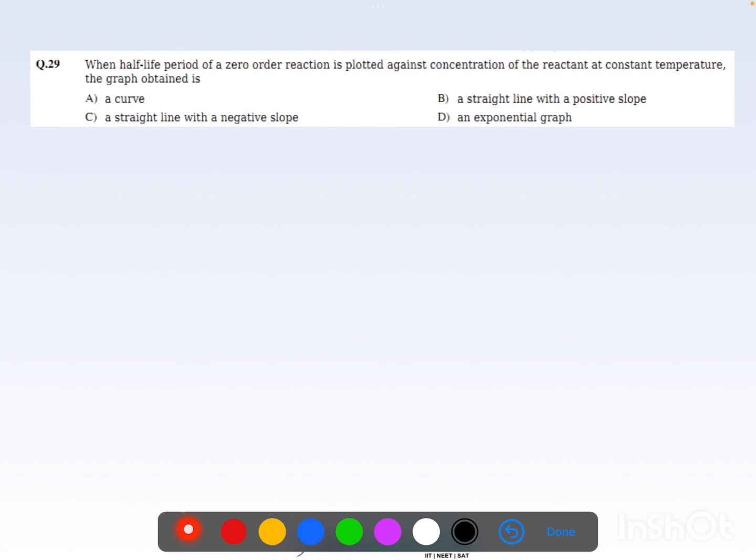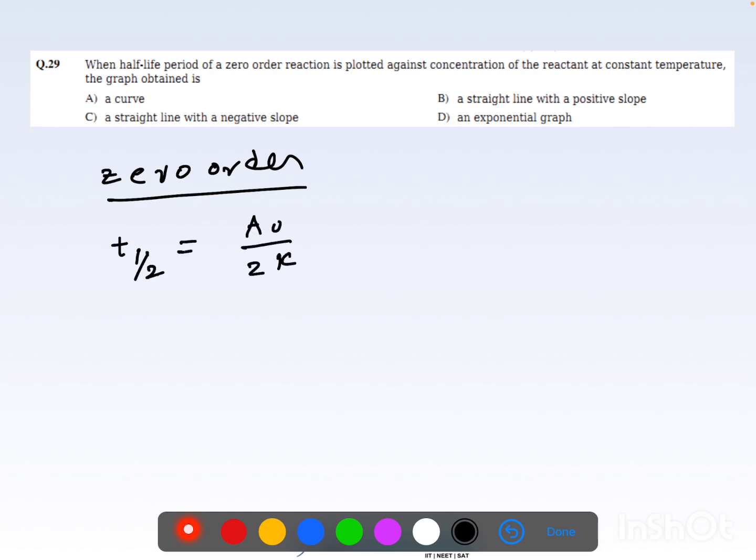When half-life period of zero order reaction is plotted. So for zero order reaction, half-life and concentration are related as t half is equal to A0 by 2K. So half-life is directly proportional to initial concentration.